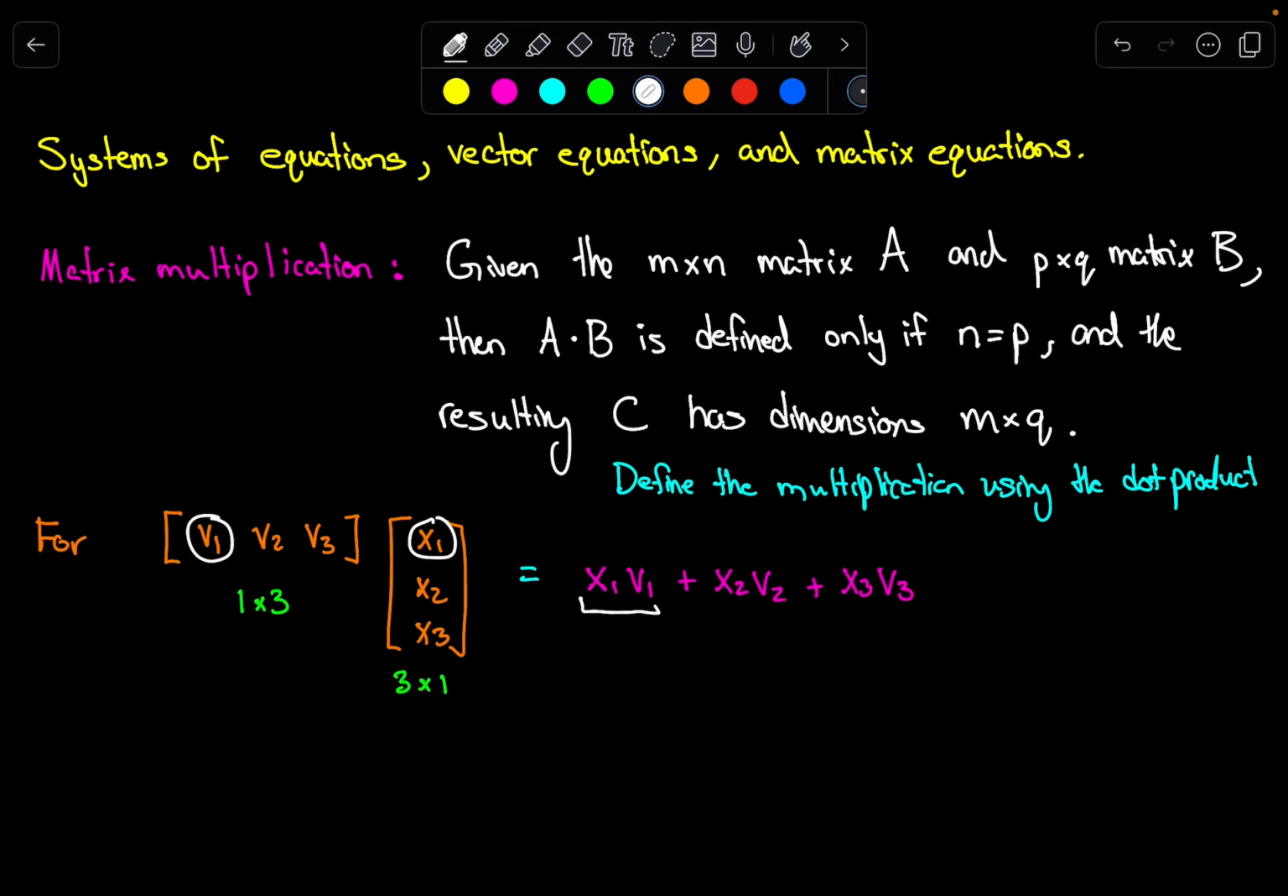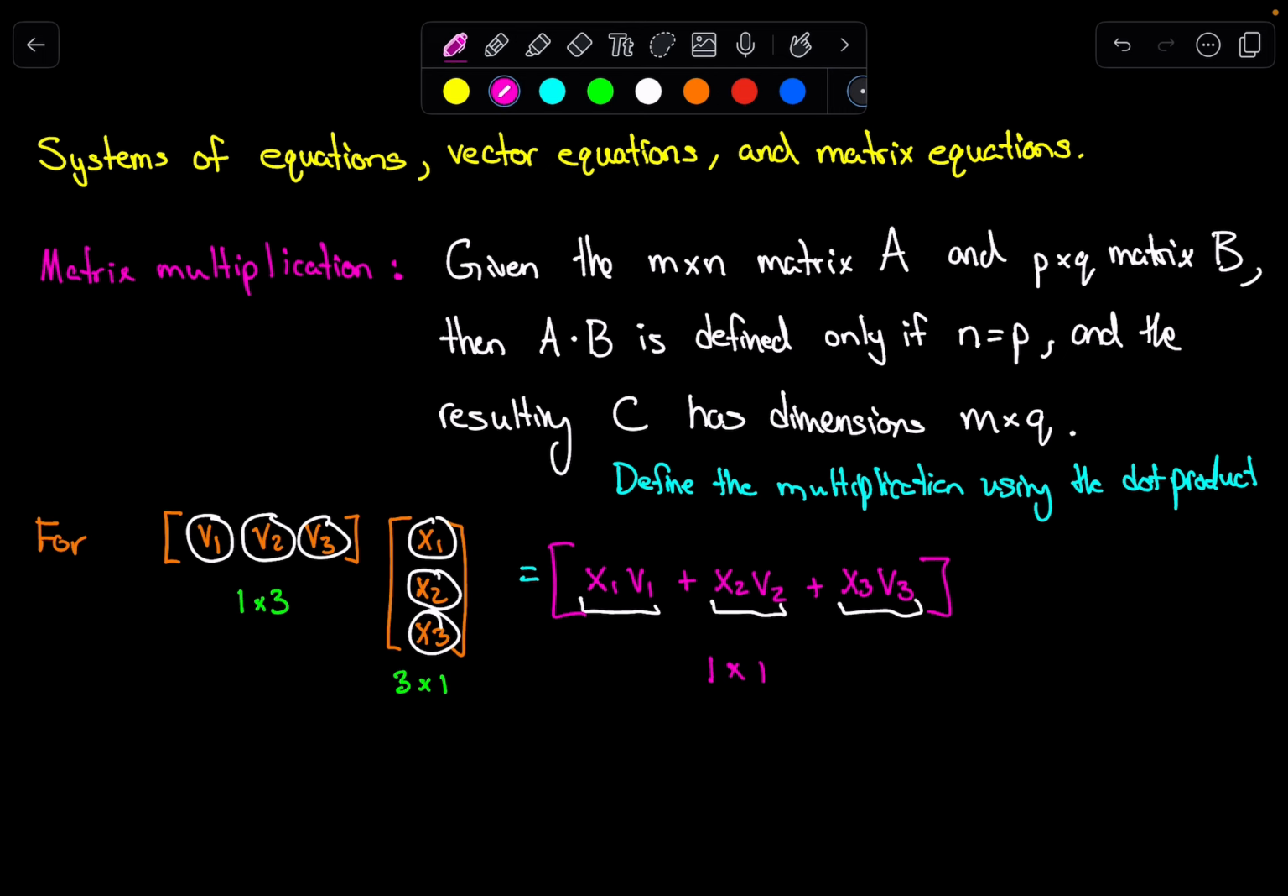Then I'm going to add what I get when I take this second one and that second one, and I'm going to do the same thing for the last entry in both of them. And this, you're like, how is that a one by one? It is. It's one single term. If you want, you could put brackets here, but that is just one single entry in this matrix. This is a one by one matrix. It doesn't look like it, but it is.